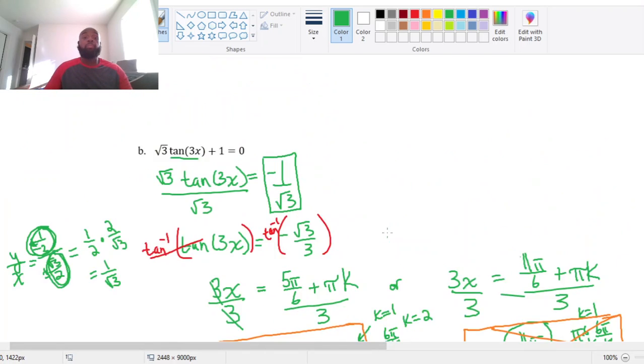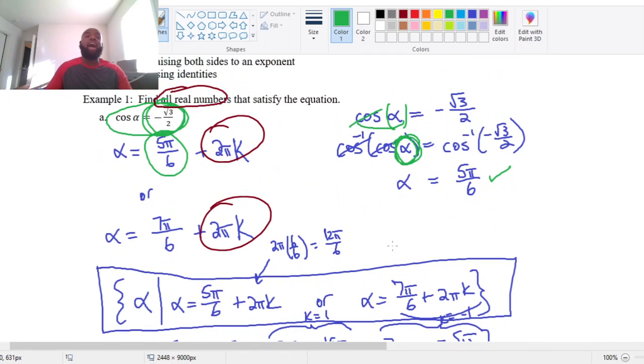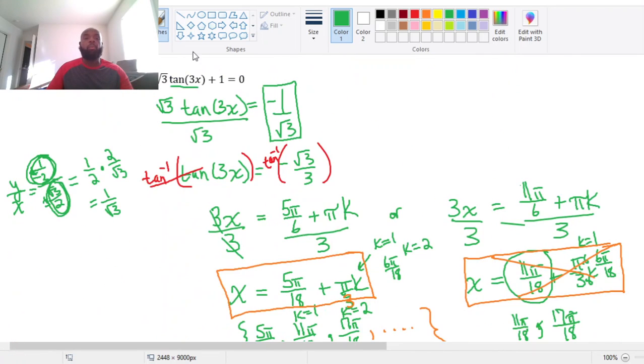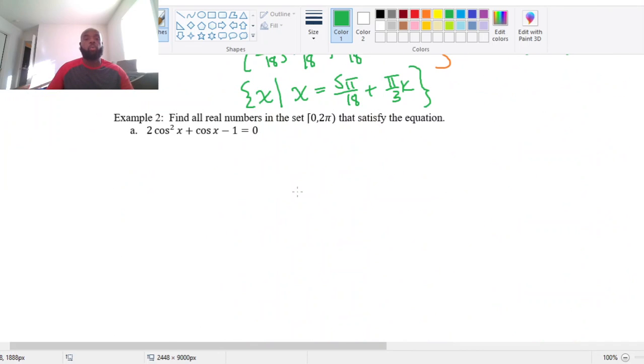All right. So notice the instructions here. It was find all real numbers that satisfy the equation, right? In each of these equations, we had one trig function. This was the trig function evaluated at a single angle. And in this example, we had a trig function evaluated at a multiple of an angle, right? So we had to go that extra step to divide both sides by 3 once we found the angles.